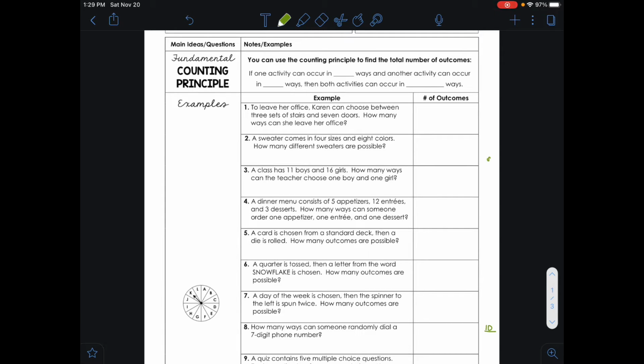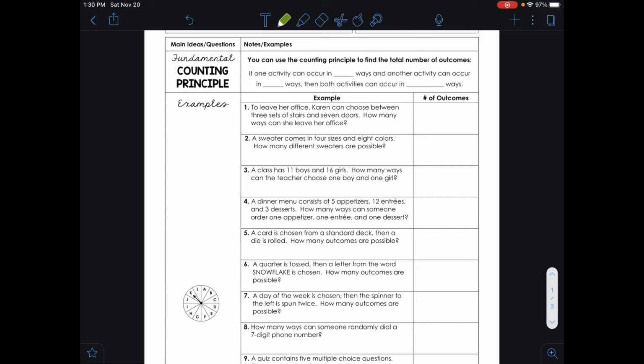Fundamental counting principle. You can use the counting principle to find the total number of outcomes. So the fundamental counting principle is literally something that you can do to calculate how many outcomes there are instead of making a tree diagram. So let's start with number one.